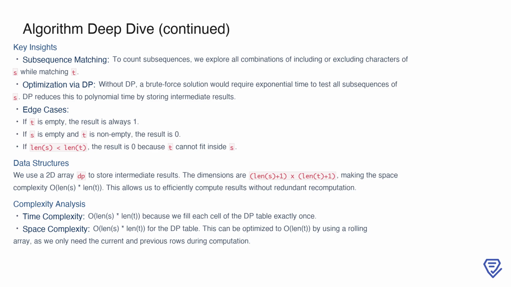From a resource perspective, the DP table requires O(len(S) * len(T)) space, but we can optimize this to O(len(T)) by using a rolling array, as only the current and previous rows are needed during computation. The time complexity remains O(len(S) * len(T)), as we process each cell of the table once.